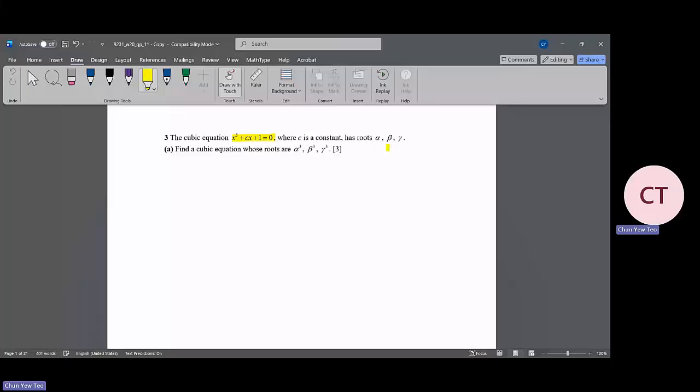One equal to 0. C is a constant and has the roots alpha, beta, gamma. So now the question wants you to form a new cubic equation where the roots are alpha cube, beta cube, and gamma cube. So what you need to do over here is to let y equal to x cube. Then from there, we can get x equal to y to the power of 1/3. So x cube plus cx plus 1 equal to 0.